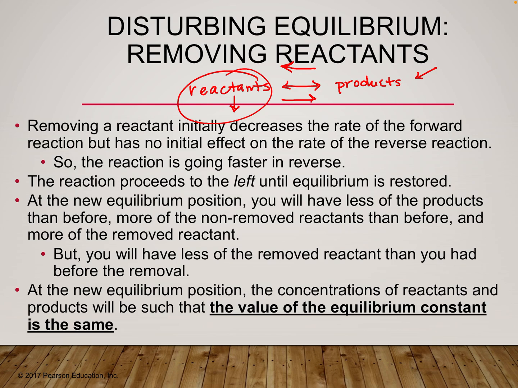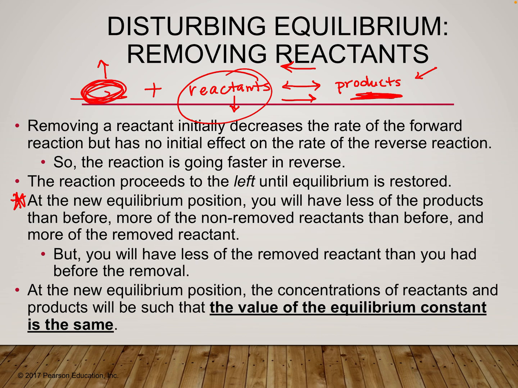Okay. Once the rate of our forward reaction is equal to the rate of our reverse reaction, then we're back at equilibrium and all is well. Again, here's our riddle. At the new equilibrium position, you will have less of the products than before, because some of this product got used up to make more of the reactants. You will have more of the non-removed reactant than you had before, because our products are going to go make more reactants.